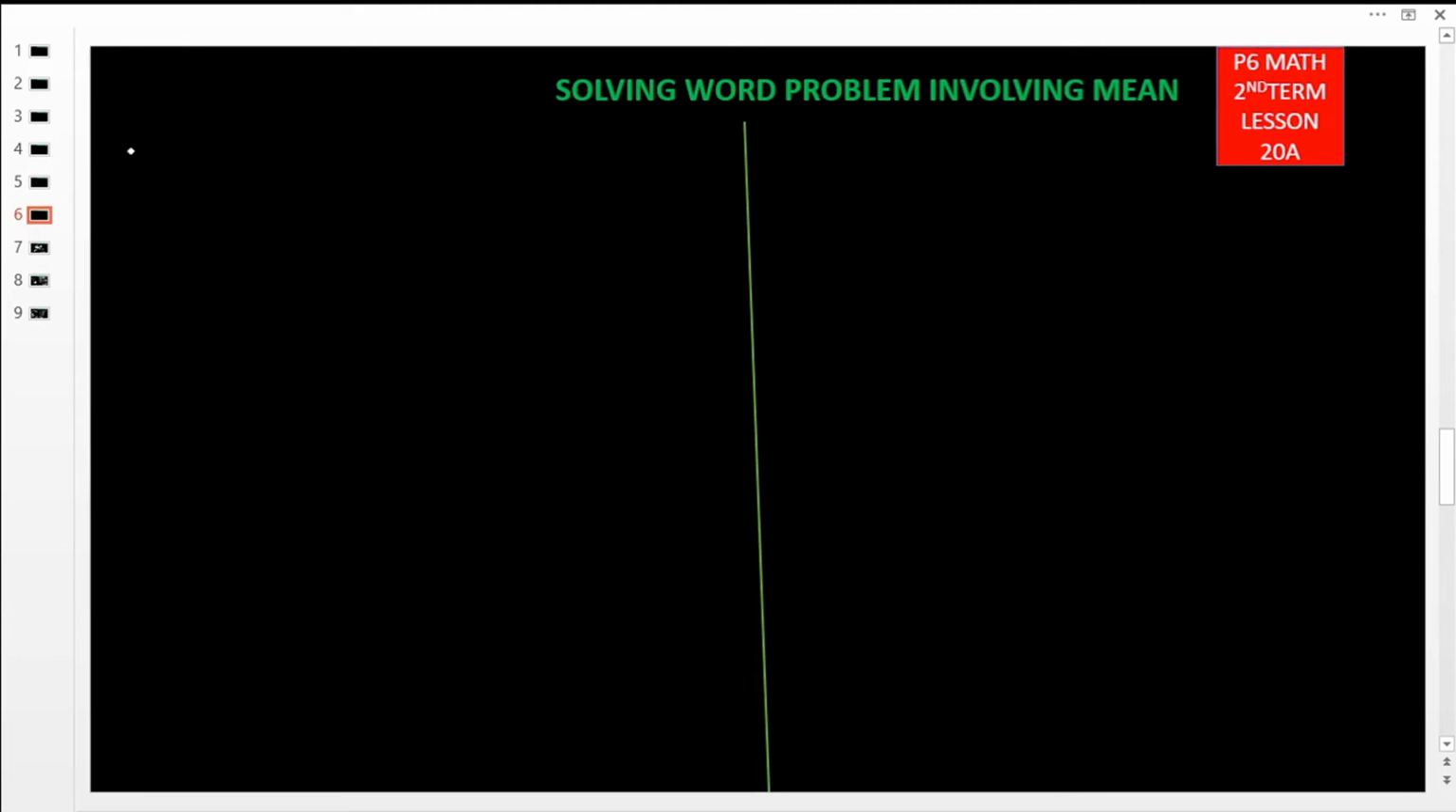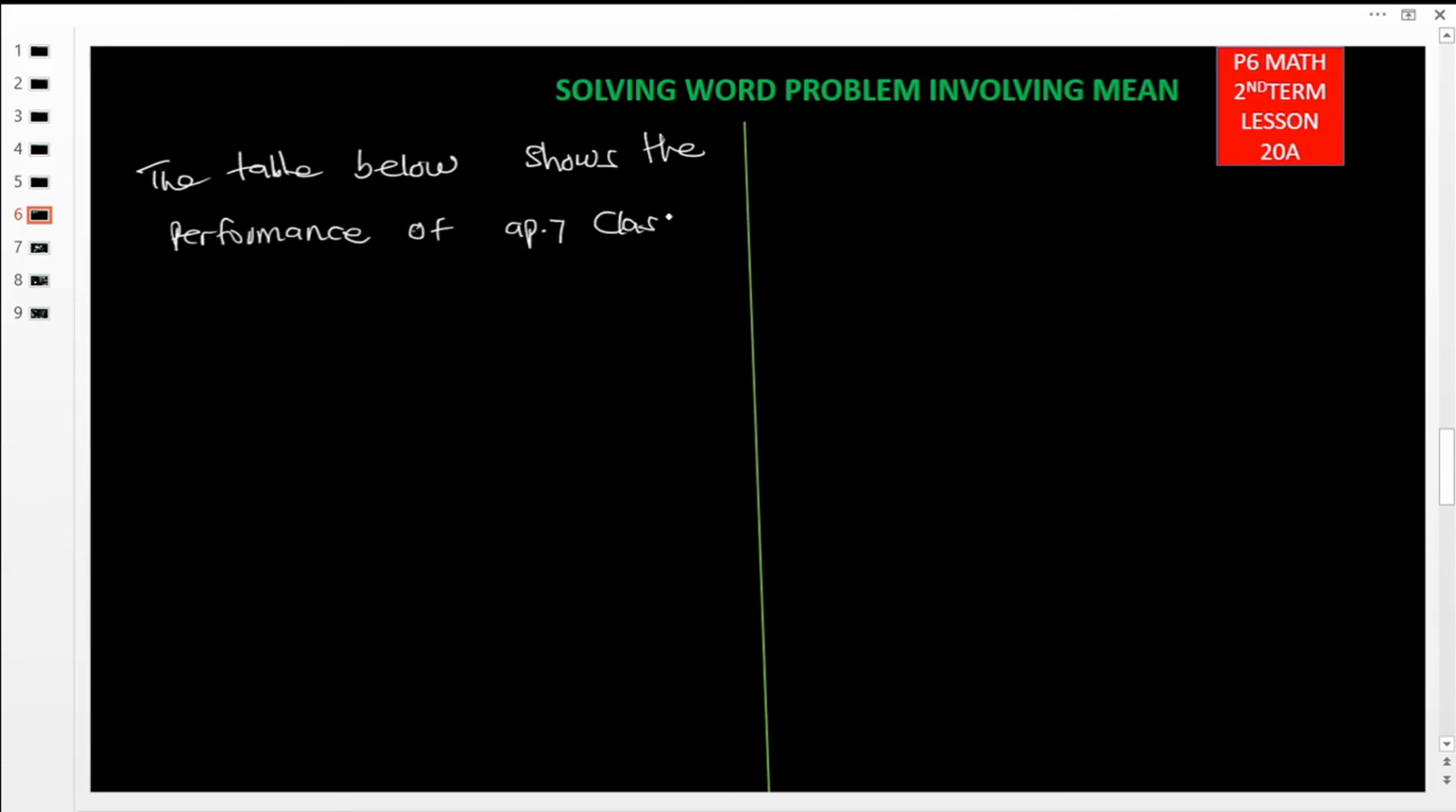Everything is possible. Okay, so let us look at a certain number where they can confuse us. They can bring this number in terms of a table. Are we there? So they can say the table below shows the performance of a P7 class.